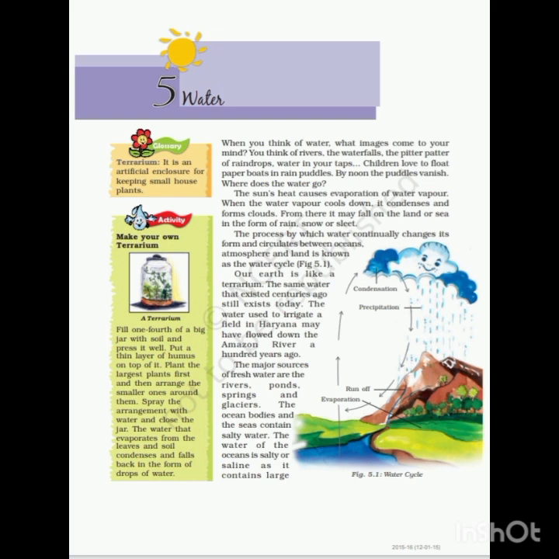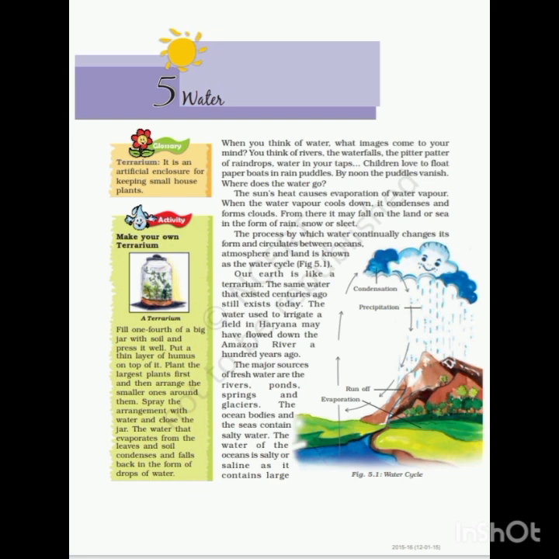Now there is one line written over here, that is, by the noon the puddles vanish. Now the question that arises over here is, where does the water go? So the answer to this question is, the sun's heat causes evaporation of water into vapor. Now, did you get it? If not, I am going to explain it to you.